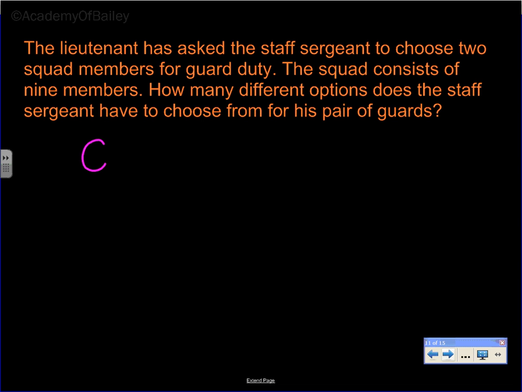How many total members does the staff sergeant have to choose from? The squad consists of 9 members. That's the total number of members. How many is he actually going to be choosing to go to guard duty? 2. He's only choosing 2.